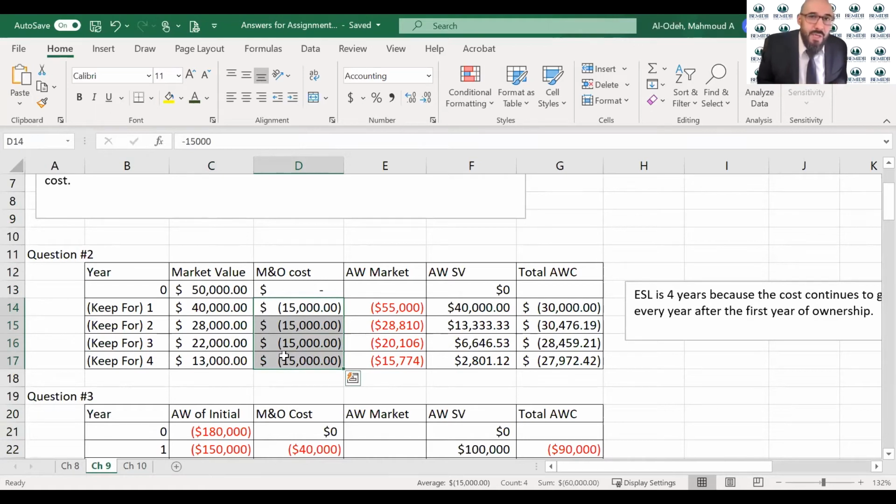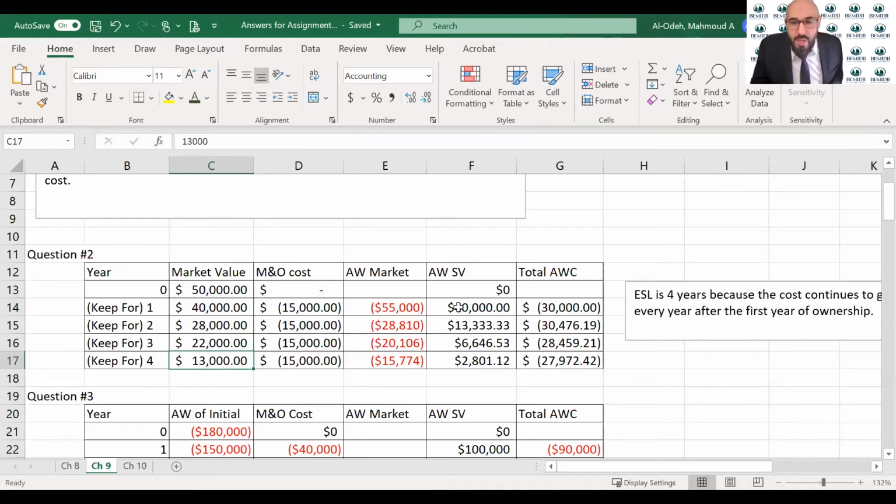And the last value is the salvage value. What we need to do is find out what the salvage value would be if we want to keep it for 1 year. This is basically called the market value in this chapter. If we're going to keep it for 1 year, that would be 40,000. If we're going to keep it for 2 years, the salvage value would be 28,000. If we're going to keep it for 3 years, the salvage value would be 22,000. And if we're going to keep it for 4 years, the salvage value would be 13,000.